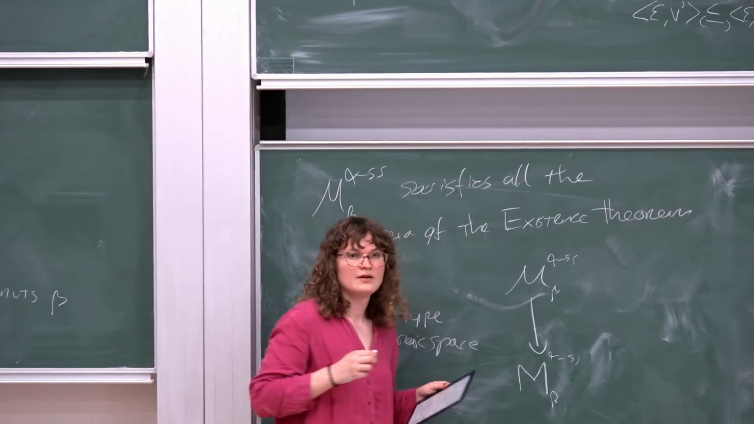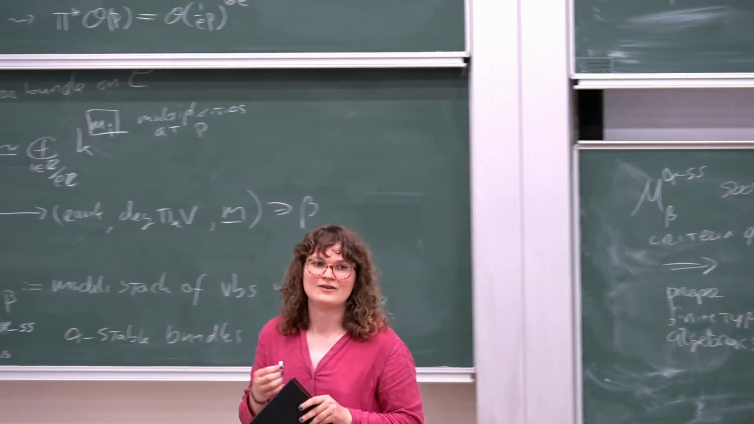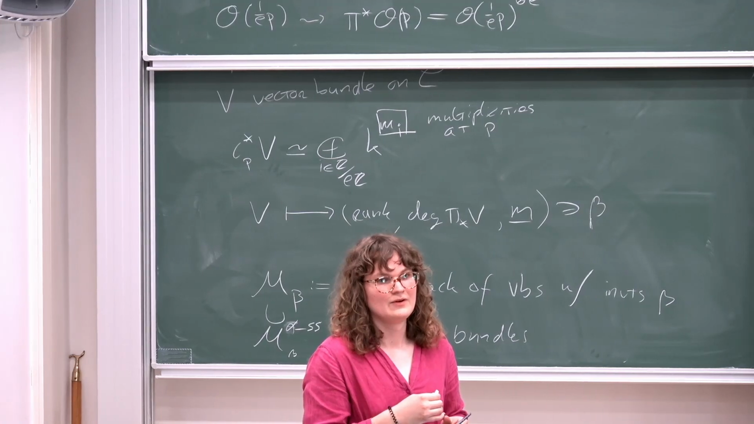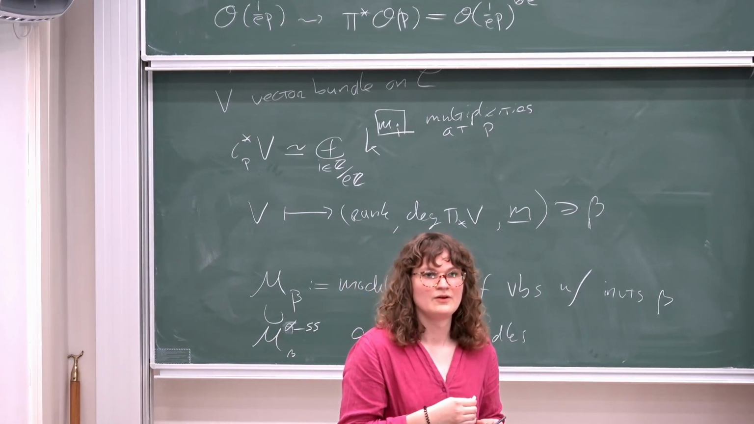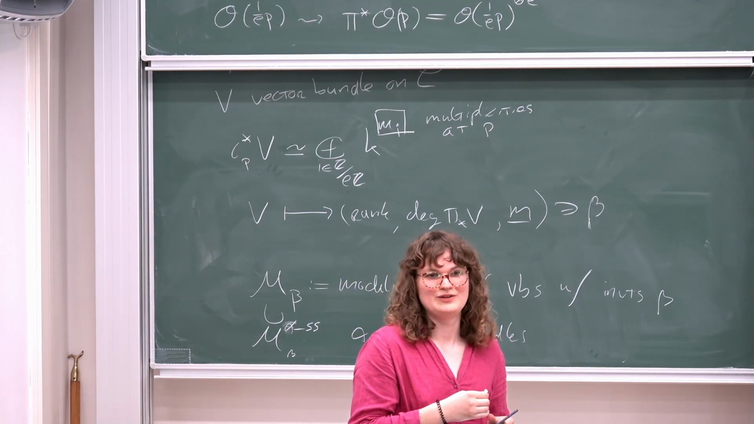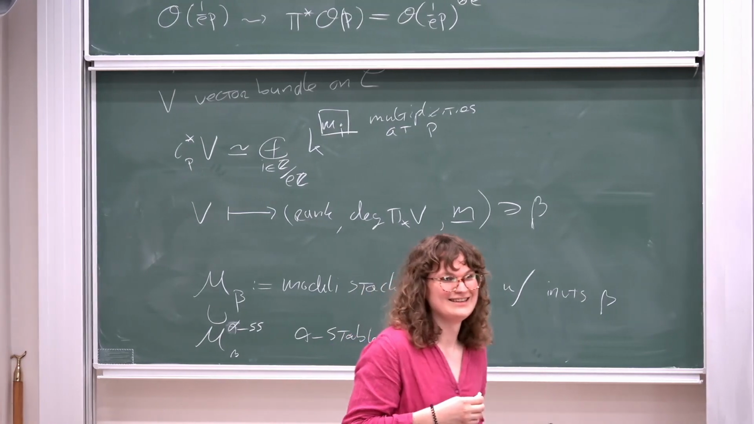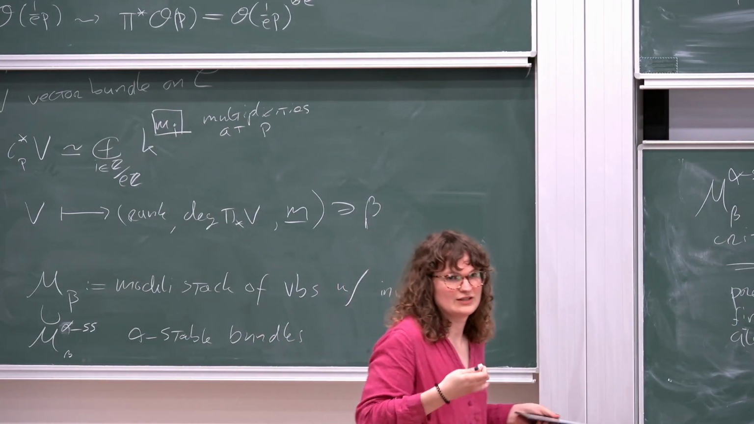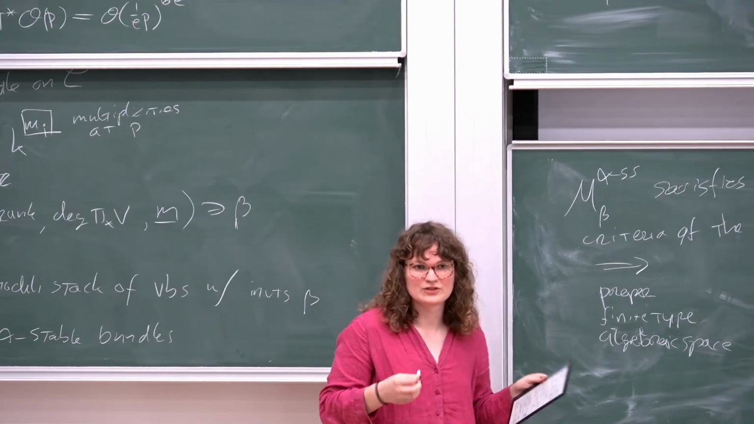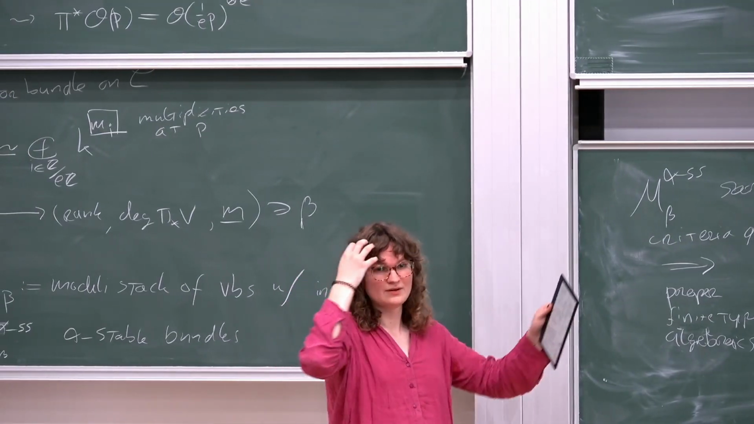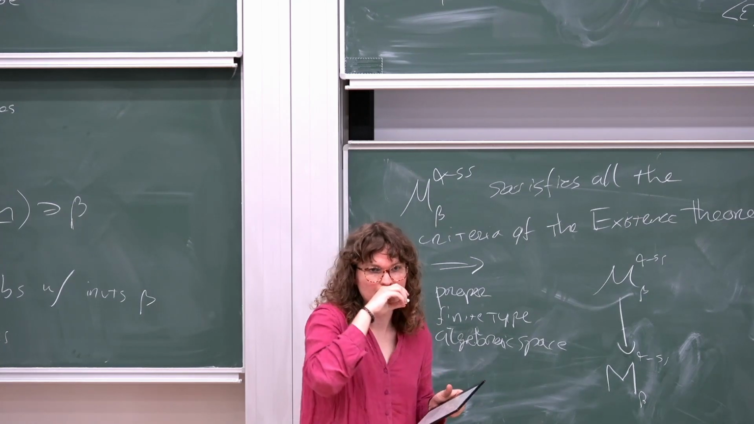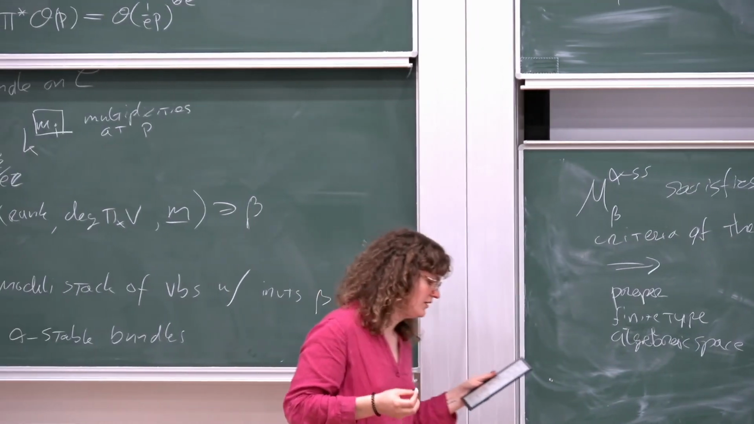Wait, I have a question. Even though you said you're not going to tell us about it, could you say it now? Do you use affine Grassmannians and stuff to check the criteria? It's really explicit. You can just write down what S-equivalence means, and then you can see that it works. Okay.